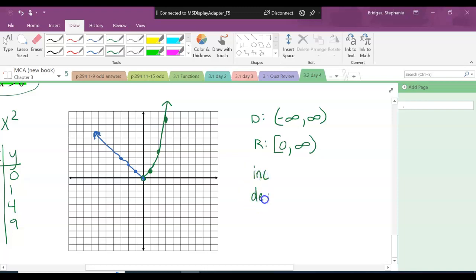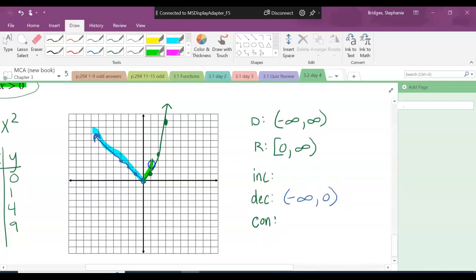And then we can go through with our increasing, decreasing, and constant. Starting with the left side, what is the blue piece doing? Decreasing from negative infinity to 0. Okay. And then the green piece is increasing from 0 to infinity. And then we don't have any constant areas.